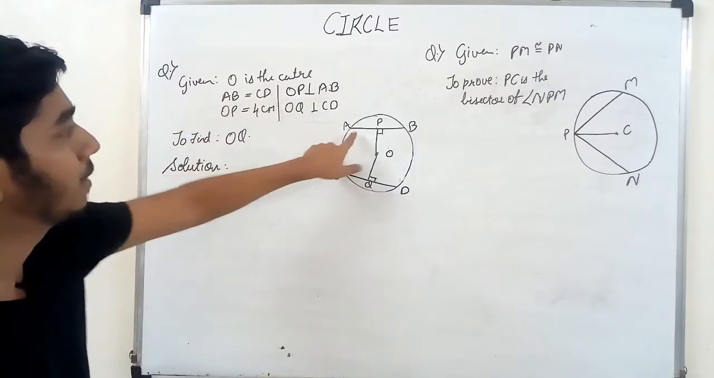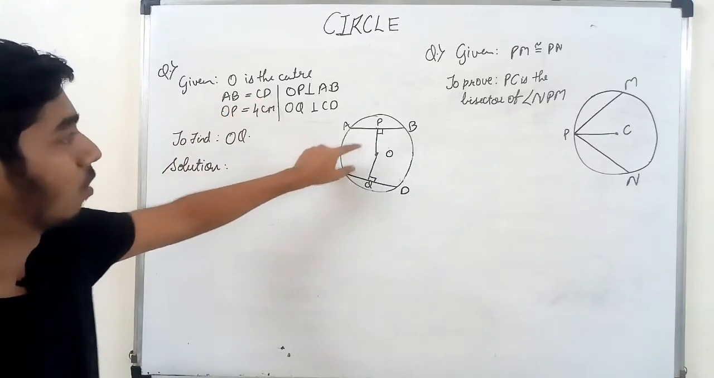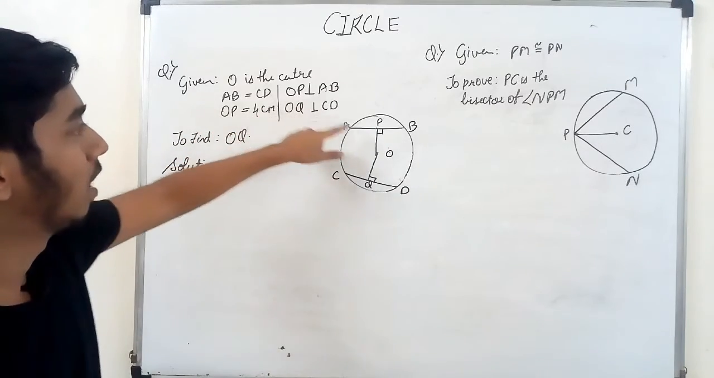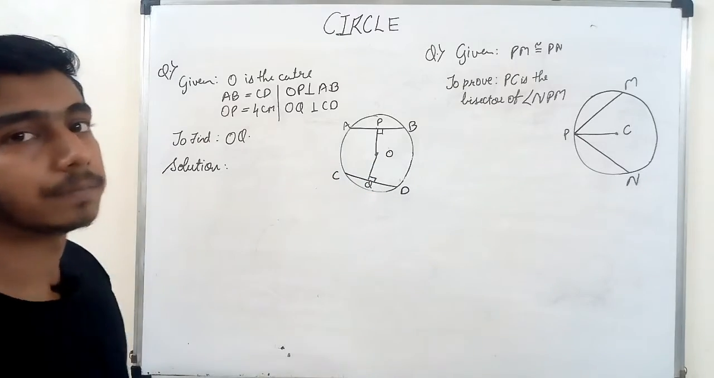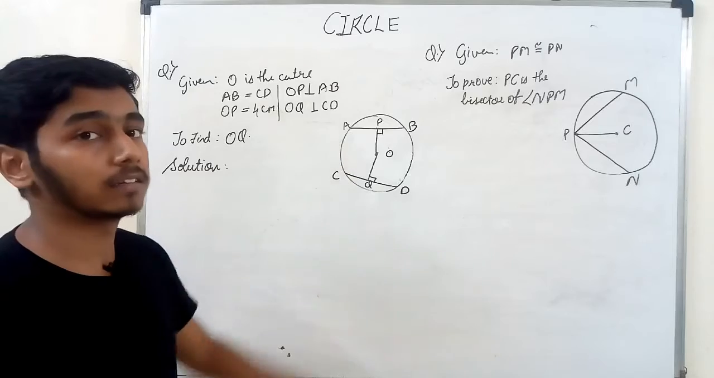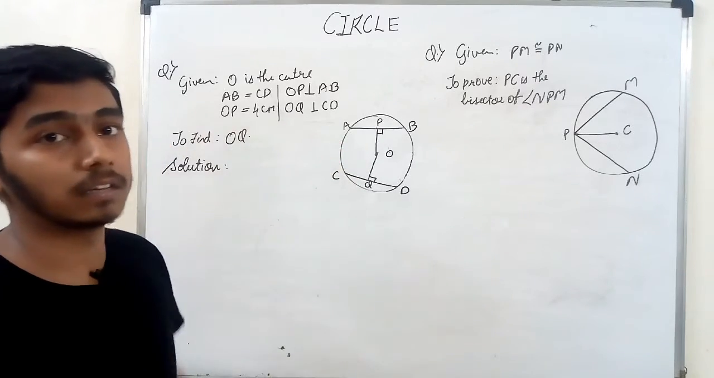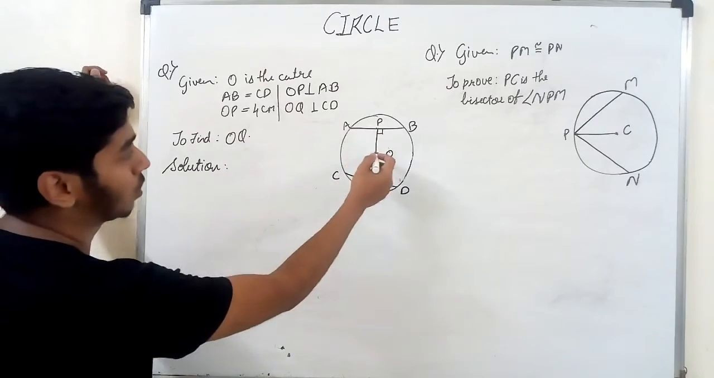Okay, the chords AB and CD are both congruent. The distance OP is 4 centimeters. OP is perpendicular to AB and OQ is perpendicular to CD. This diagram somewhat looks like the theorem which we saw. So let's find OQ.